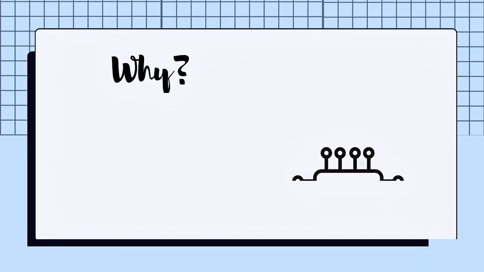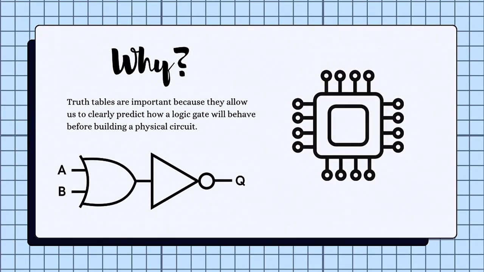And lastly, I'm going to be explaining why this is all important. Truth tables are important because they allow us to clearly predict how a logic gate will behave before building a physical circuit. By understanding the relationship between inputs and outputs, engineers can design reliable electronic systems. These gates are used in calculators, computers, phones, and many other digital devices.